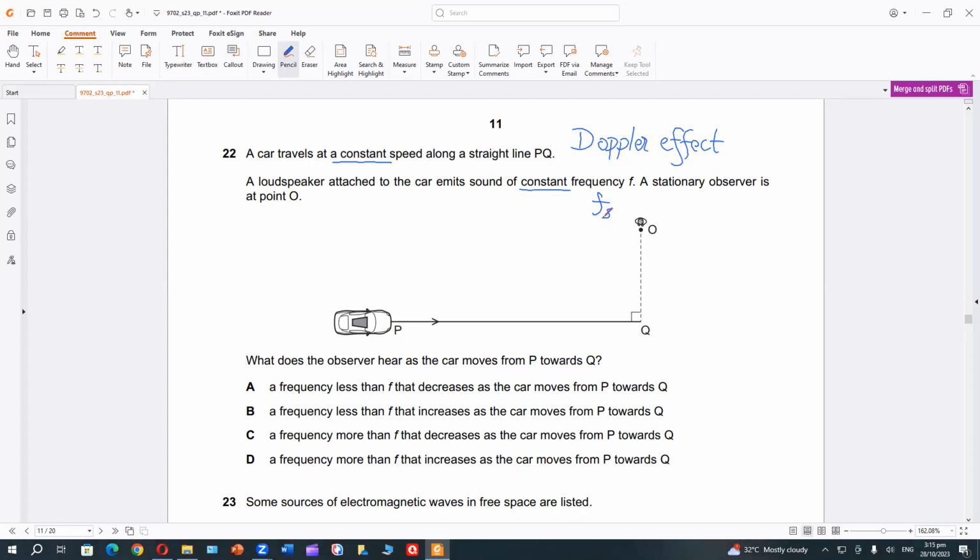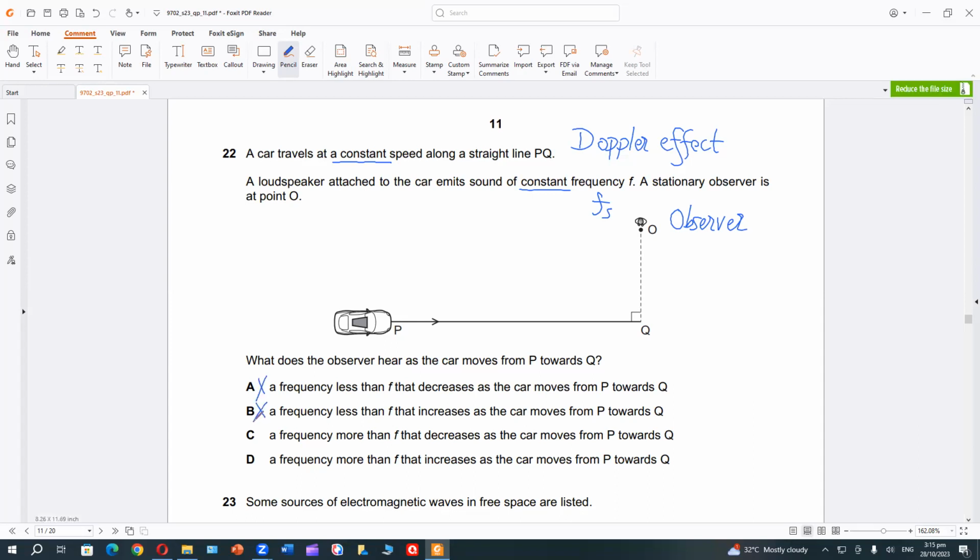Remember, the observer is at position O. The trick is here, as the question does not say that the observer is right in front of the car. If the observer is standing at position Q, then D should be the answer. The frequency should be more than f, frequency should increase. Now the question is whether it is A or B or C or D. We reject A and B because the frequency is less.